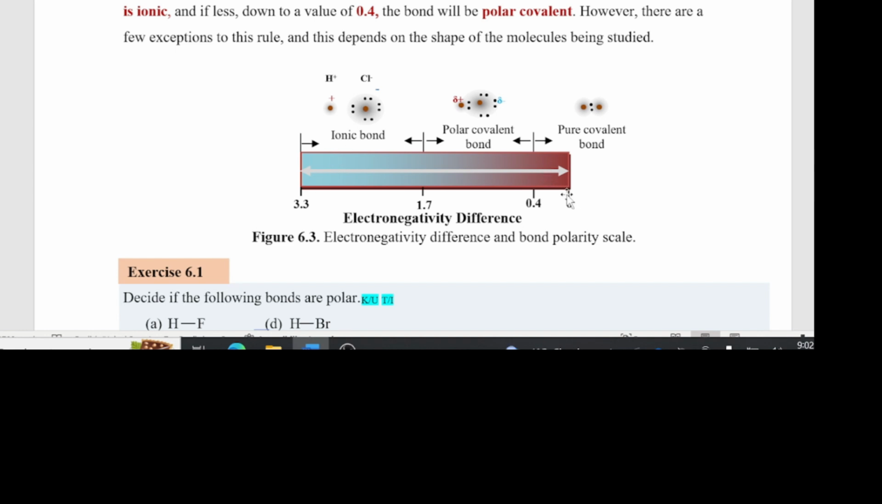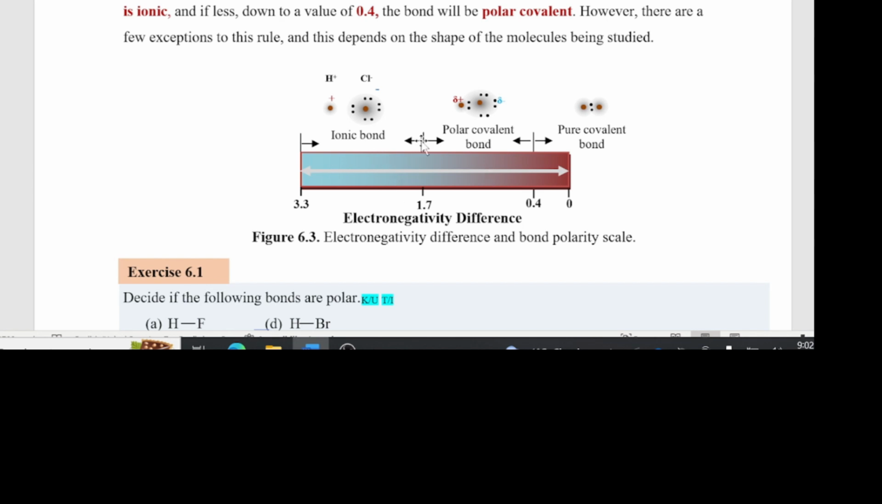So you start from 0 here and you come to 3.3. That is the difference in electronegativity, right? If you have a diatomic molecule, of course, and the atoms have a difference in electronegativity that is less than 0.4, you consider the bond to be a pure covalent bond. All right? If the difference in electronegativity is greater than 0.4 and up to 1.7, the bond formed between those two atoms we call a polar covalent bond.